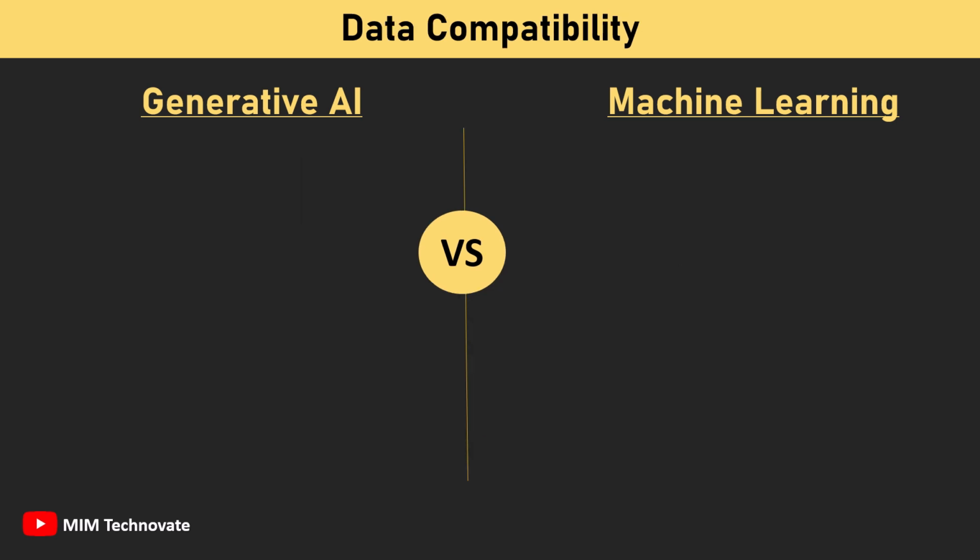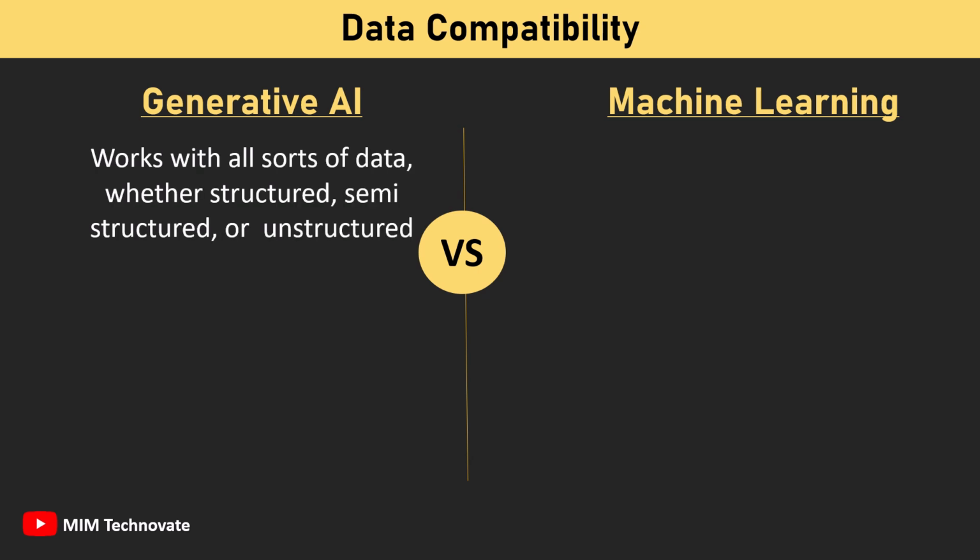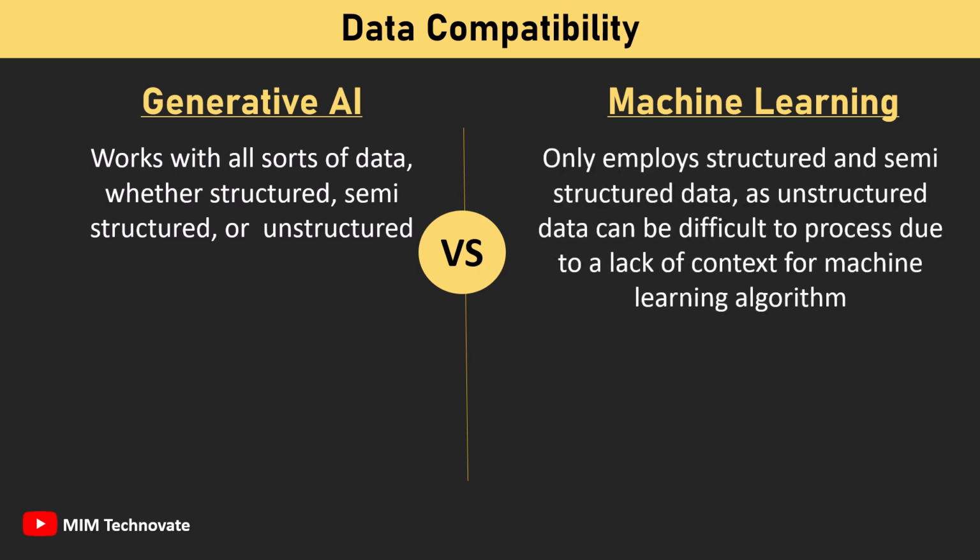Data compatibility. Generative AI works with all sorts of data, whether structured, semi-structured, or unstructured. While machine learning typically only employs structured and semi-structured data, as unstructured data can be difficult to process due to a lack of context for machine learning algorithms.